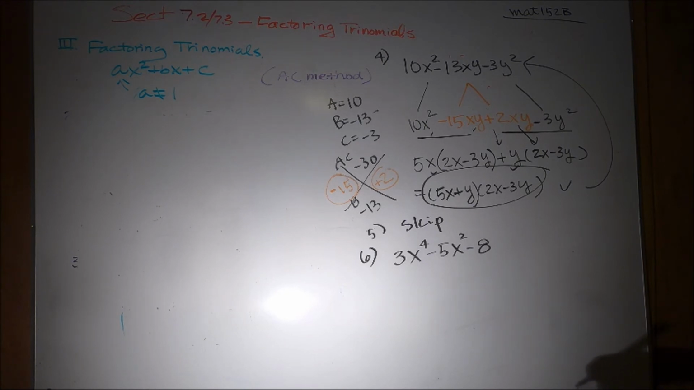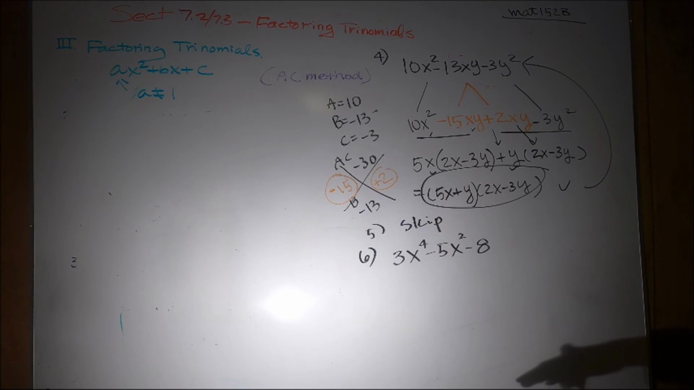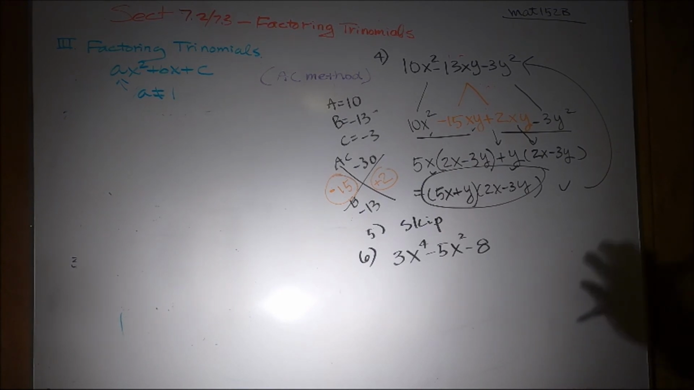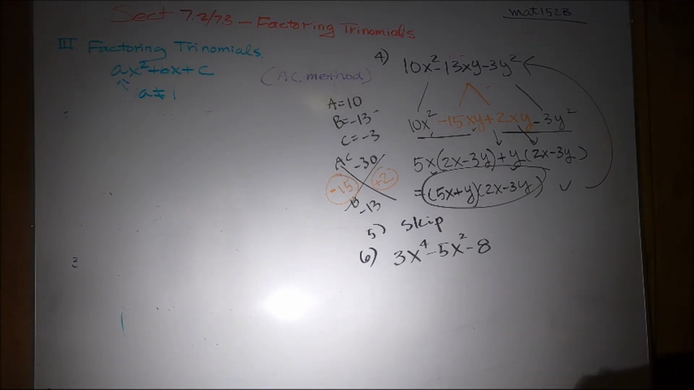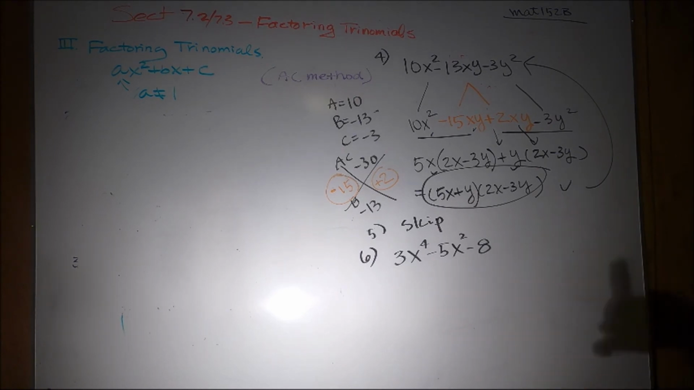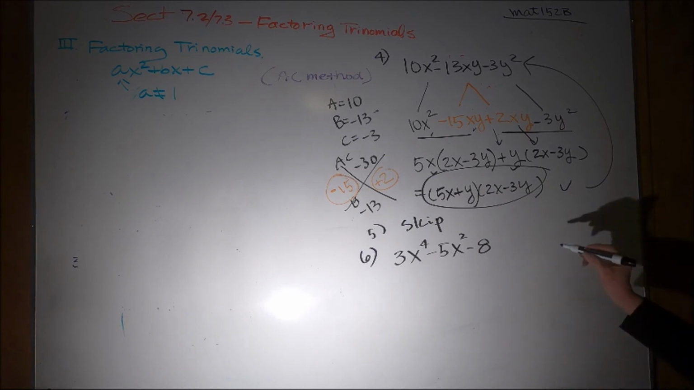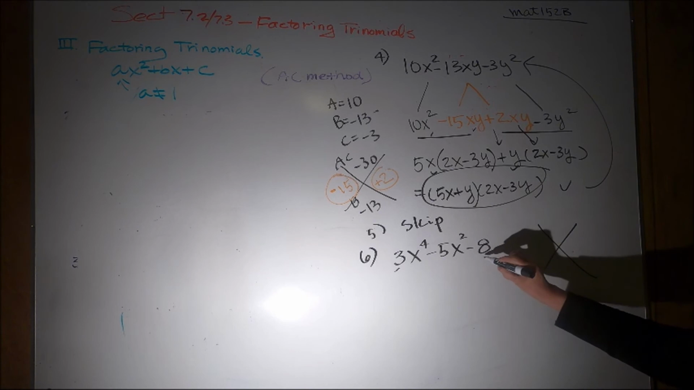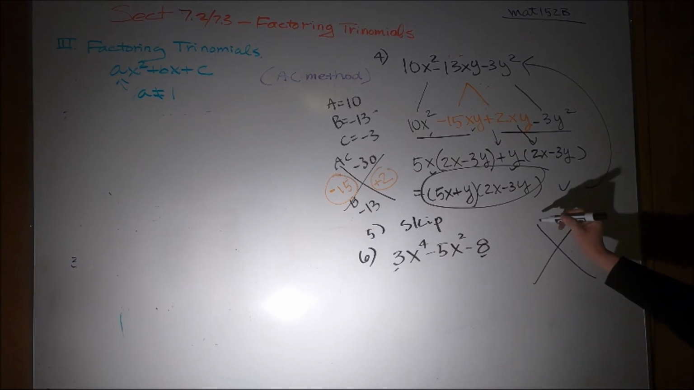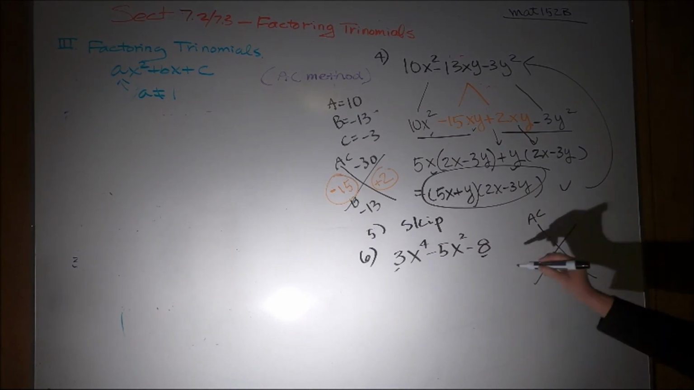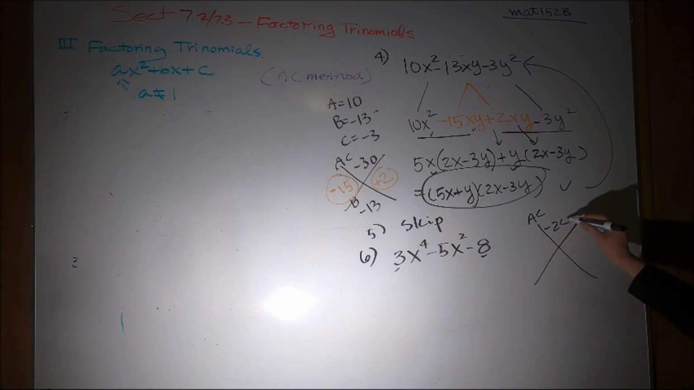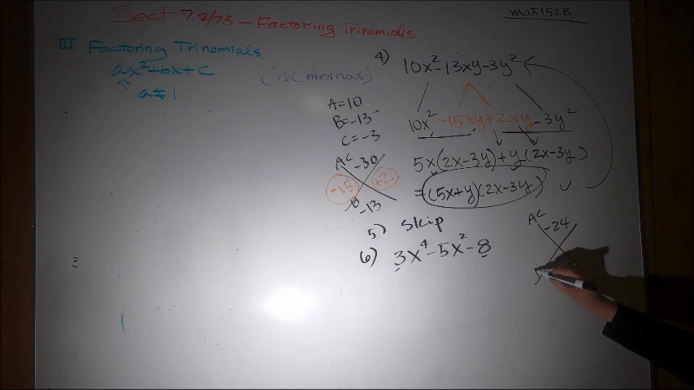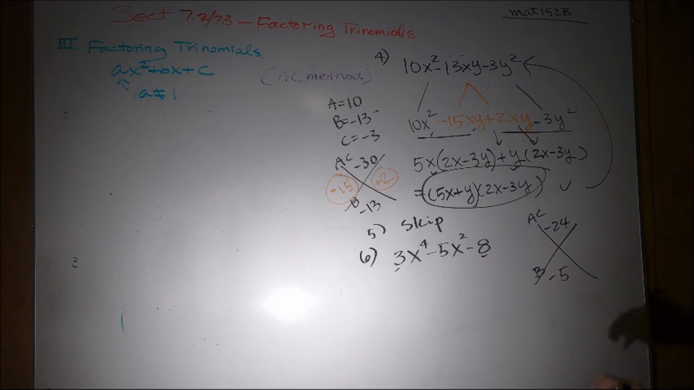But as we say, for the purpose of this class, we will practice the same method. So let's just use the same method, see if we can resolve this one. So what's your A? 3. What's your C? -8, right? So AC, you multiply them, -24, right? Then what's your B? -5.